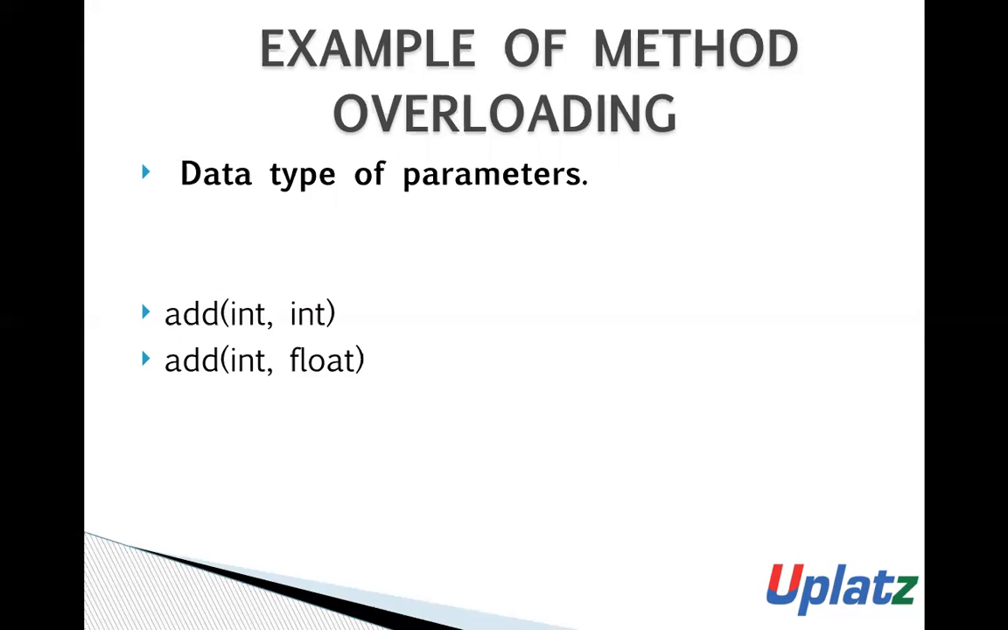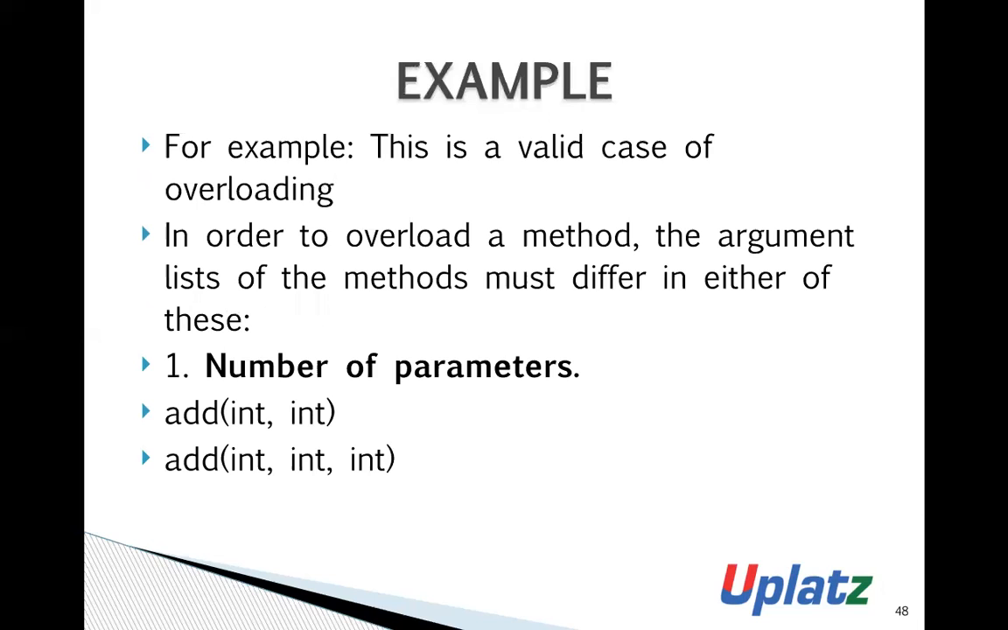So what is the rule for method overloading? You can write multiple methods with the same name, but their argument list, that is either the number of arguments or the data type of arguments, should differ. This is a valid case of overloading.